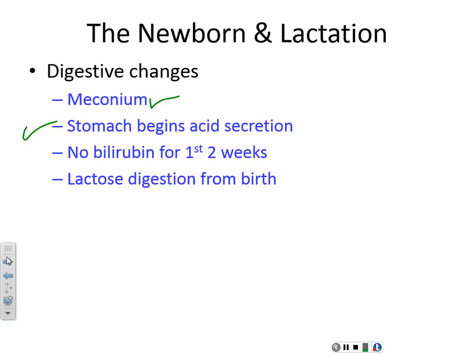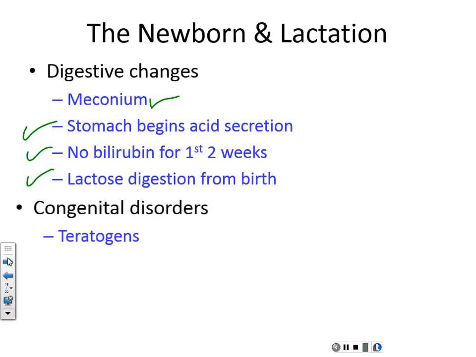Then the stomach will start to produce acid much later, and for the first two weeks or so there's no bilirubin, which is a liver pigment. So the liver is not functional, and you can't feed solids. You can only feed milk, because lactose can be digested right from the get-go.